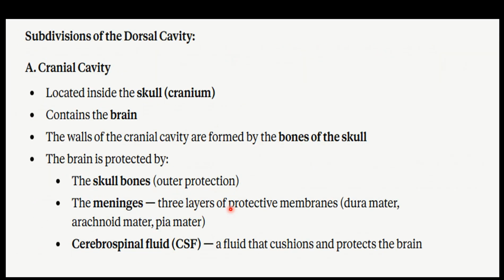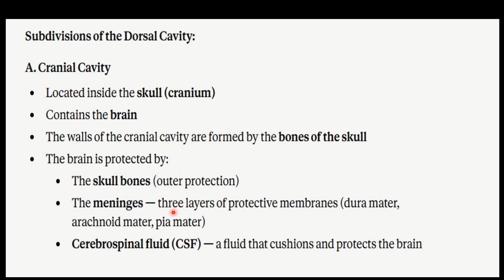Now the next thing is the subcategories, like how it is subcategorized. So we all know the subdivisions of the dorsal cavity. The first is the cranial cavity, which is located inside the skull, the cranium. Okay, it contains the brain. The walls of the cranial cavity are formed by the bones of the skull. The brain is protected by skull bones, which is the outer protection.